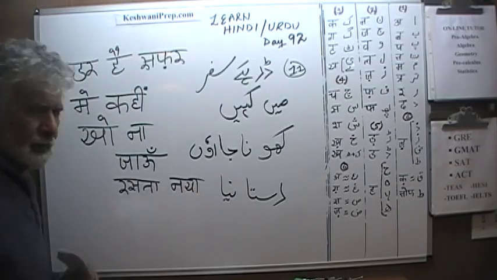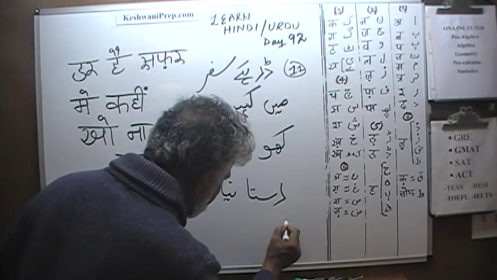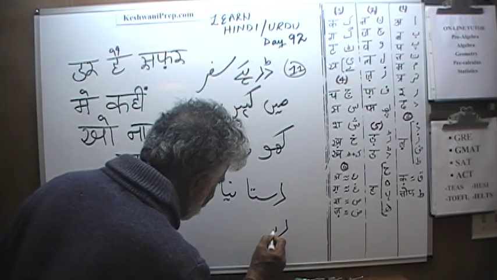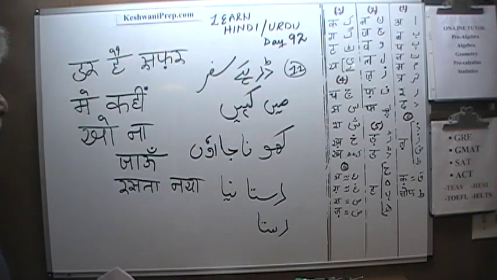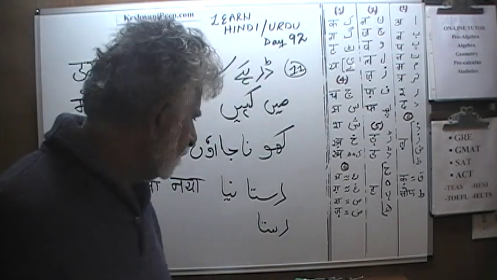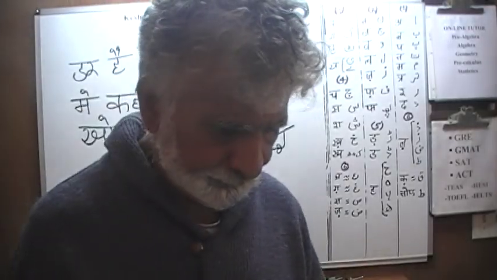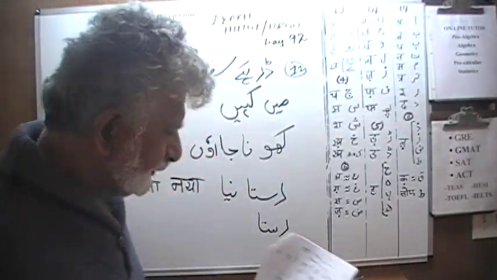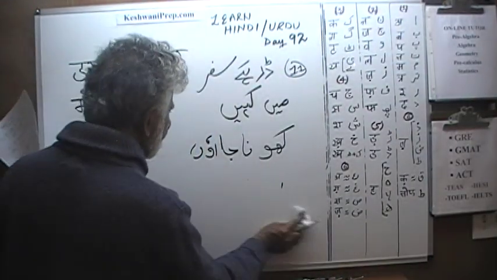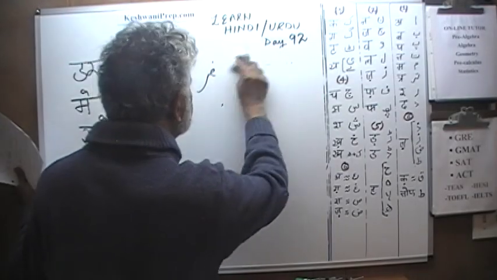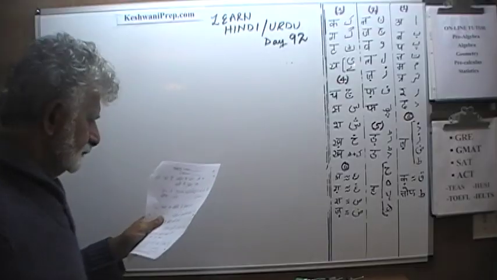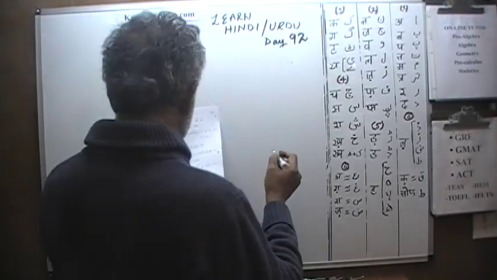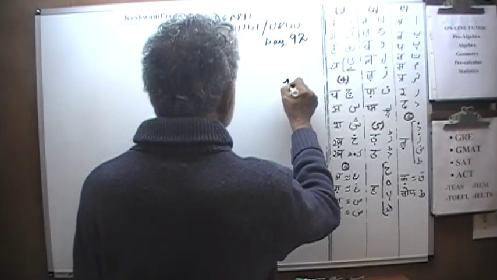Naya. Again, rasta you can write it like this, or we can write it like this with two loops. Ras and then ta. Both of them are fine. Dar hai safar mein kahin kho na jaun. Rasta naya. It's a new path. Let's do the next line. Line number 12.